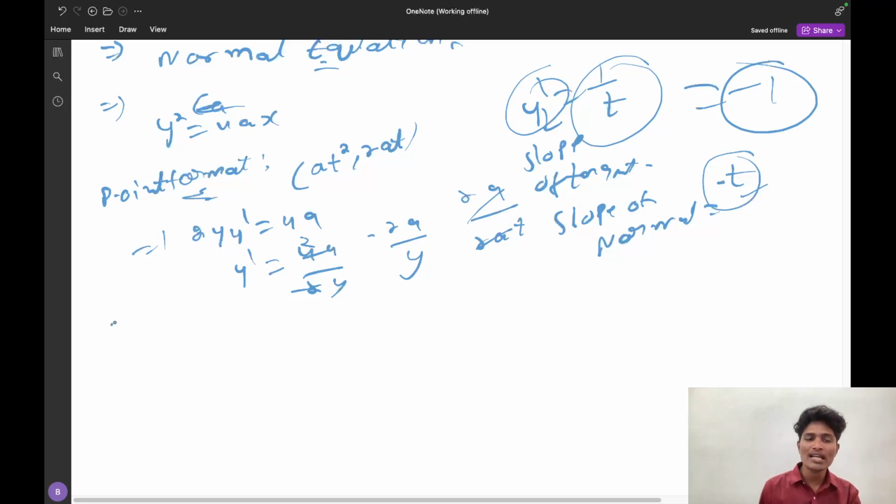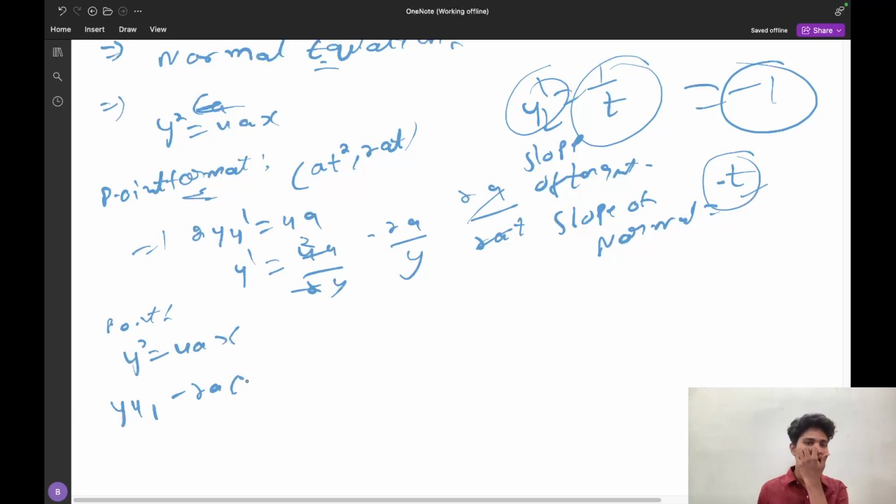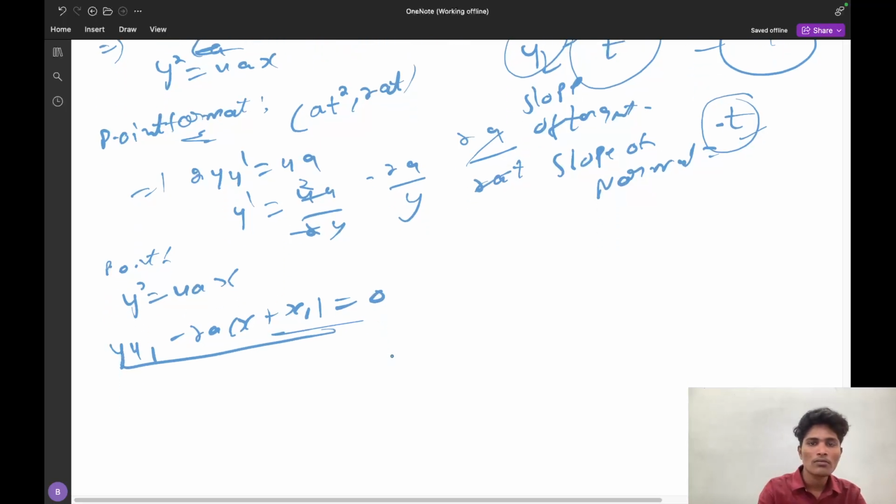So the slope of the normal is minus t now. And what is the point format's equation? Suppose if I recall, for y square equal to 4ax, the equation of the tangent is y y1 equals 2a into x plus x1. But the important thing now we have to understand, very important, is how I can write the normal equation at the point. That is how I can find the normal equation.